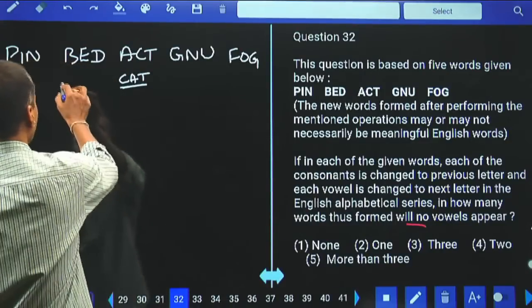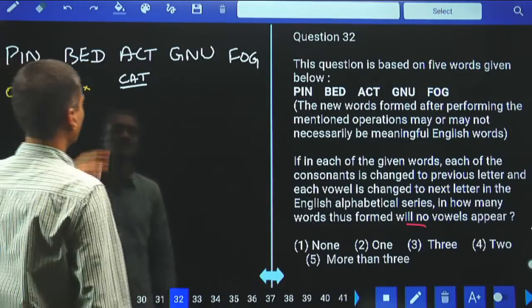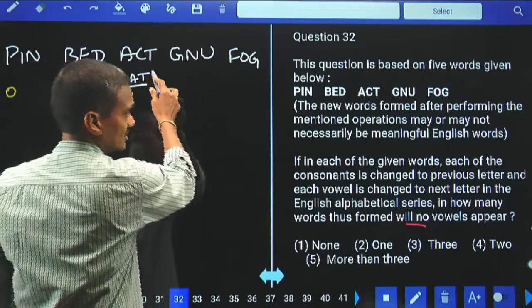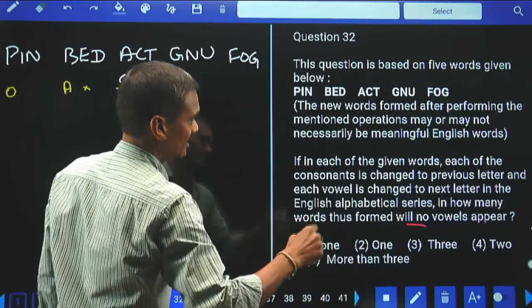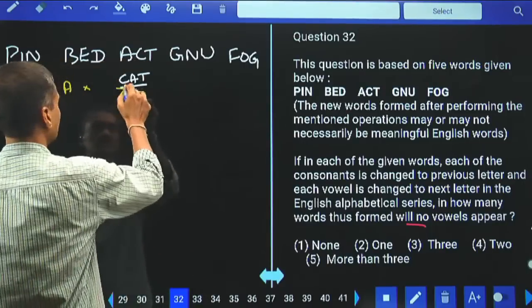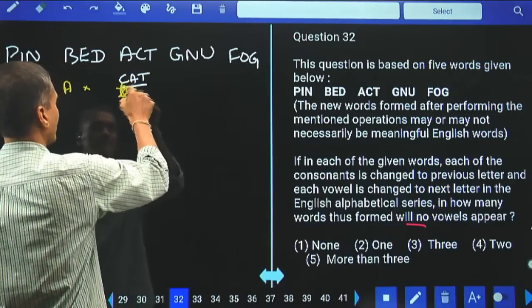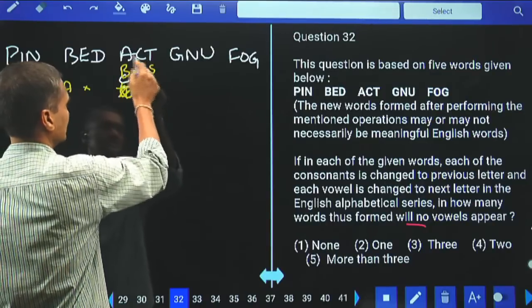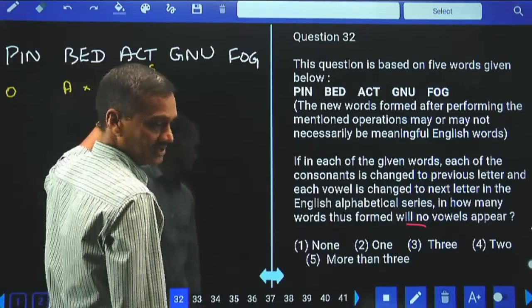Now B minus 1 is A, a vowel, no need to identify. Then A minus 1 is Z, and C is what? C is a consonant, so we take the previous letter, B. Each consonant is changed to the previous and each vowel to the next. So this is a vowel, this is B and this is S. Hence in this one there is no vowel at all.